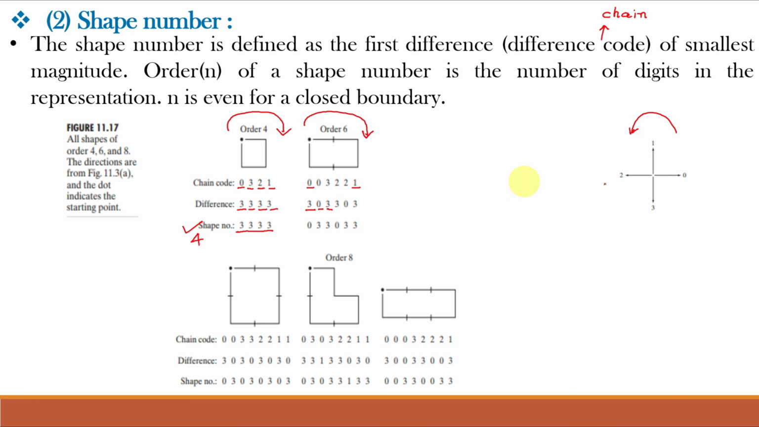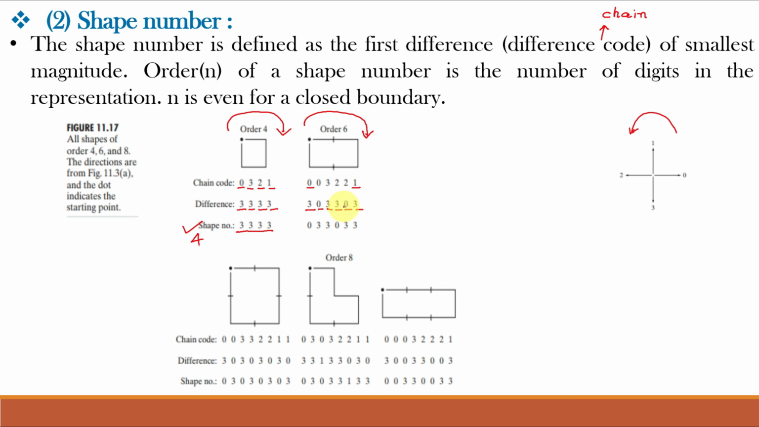Next, going from 3 to 2, so from 3 to 2 again 1, 2 and 3, so again we will write 3. Next, going from 2 to 2, so 2 to 2 will be 0, and last, going from 2 to 1, so 2 to 1, 1, 2 and 3, 3 directional changes are required.